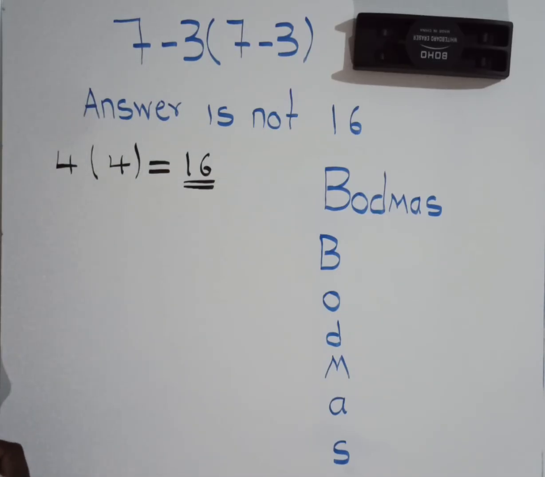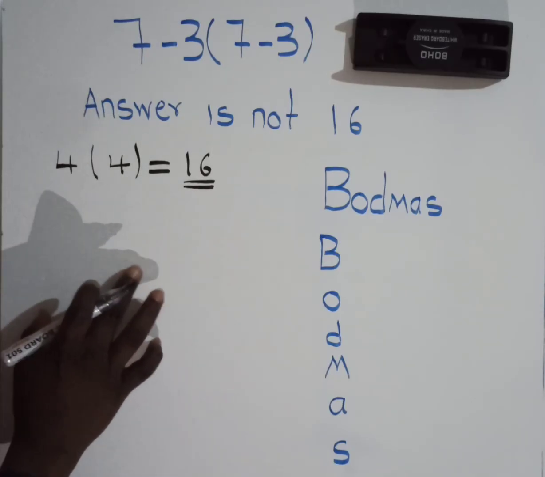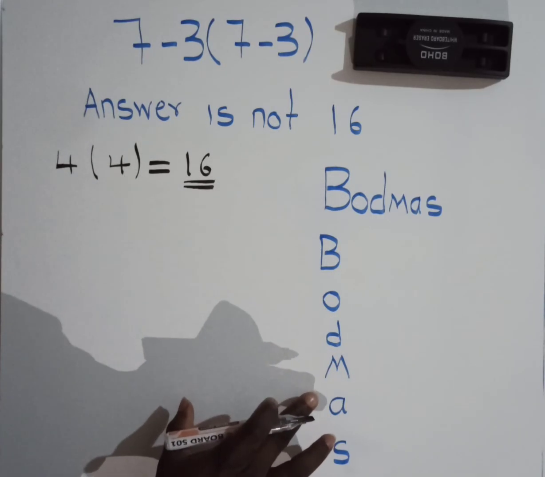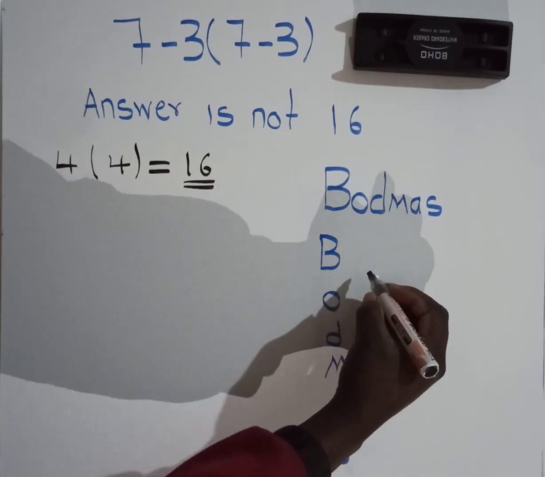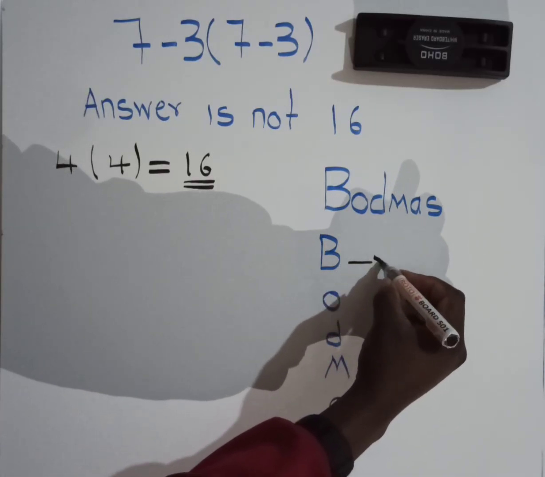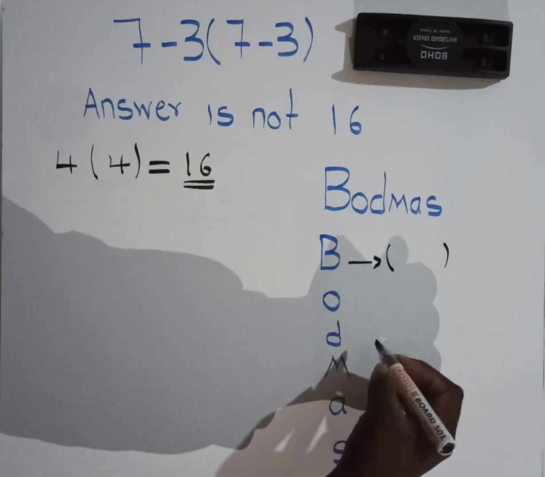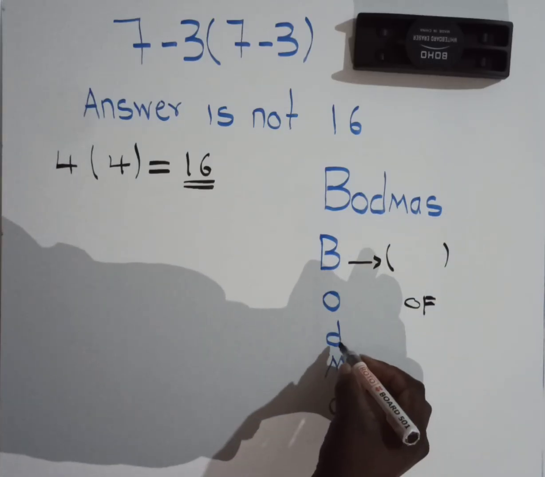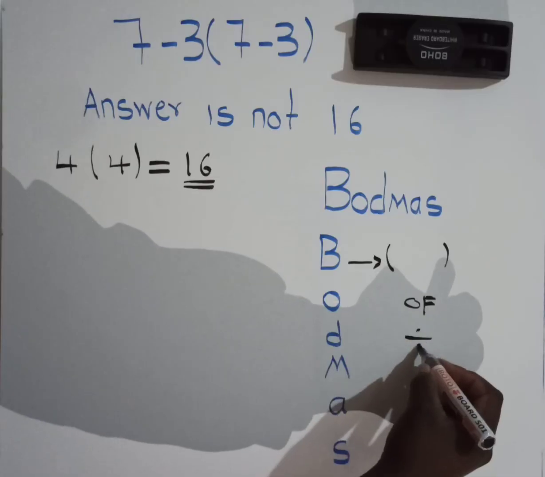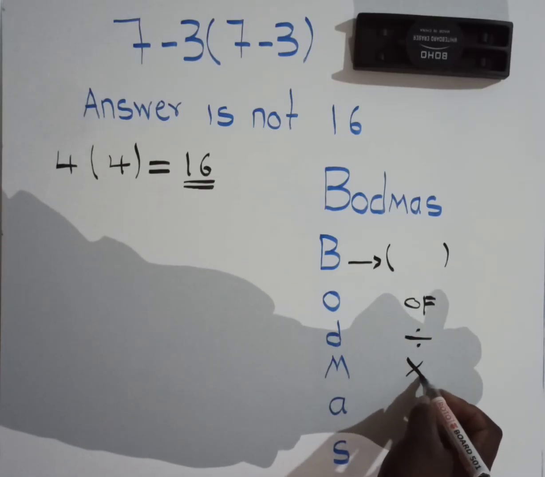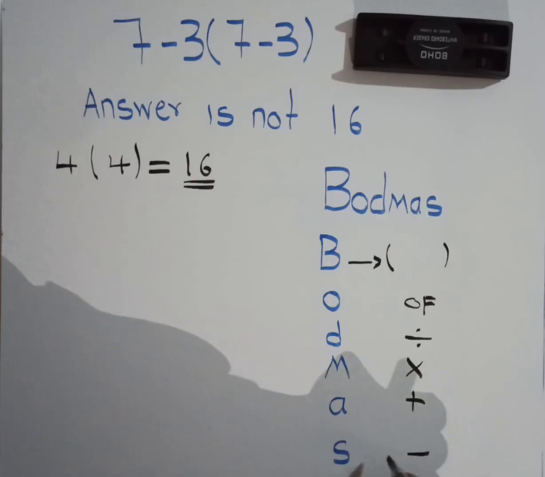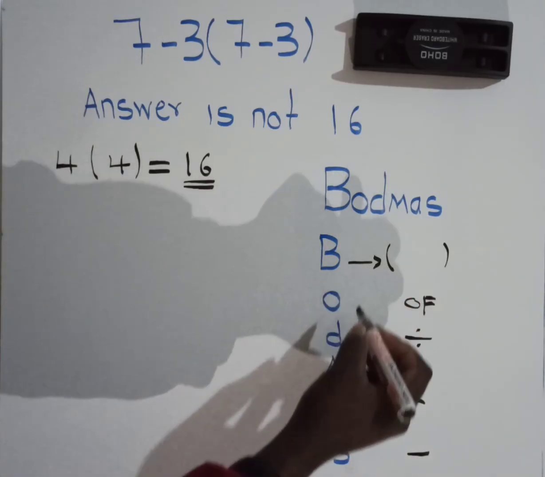So how are we going to prove that it is not correct? Let's apply the rule BODMAS. So we have here BODMAS, which is B, O, D, M, A, S. B is bracket. Then O is off, it's just a normal word. Then we have D, which is division. We have M, which is multiplication. A, which is addition, and S is subtraction. So this is what the word BODMAS means.